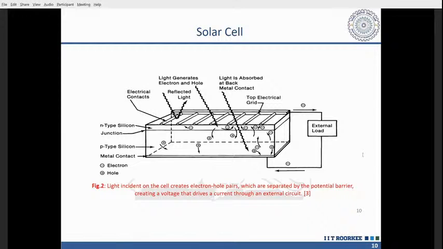So this much I can share with all of you about the basic idea of how light energy is converted to electrical energy. So what happens when this light falls?